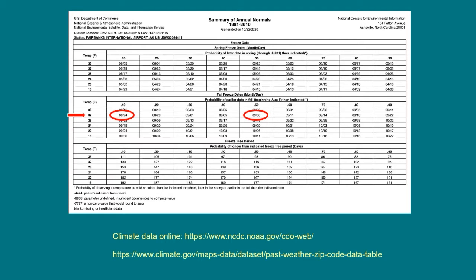So, using the data from the Fairbanks Airport, there's a 10% chance of a 32-degree frost on August 24th, but the likelihood of a 32-degree frost increases to 50% after September 6th.